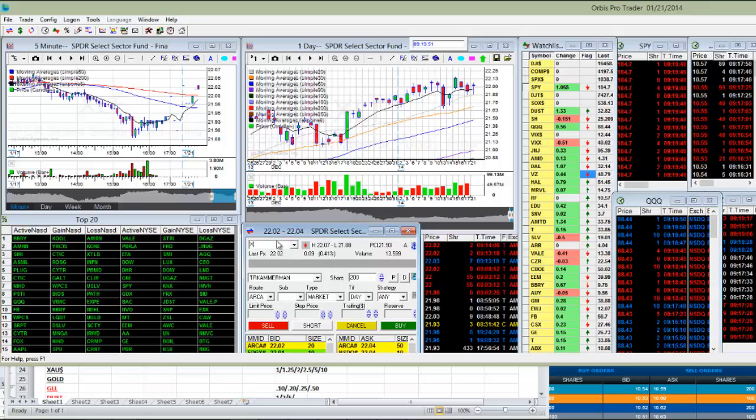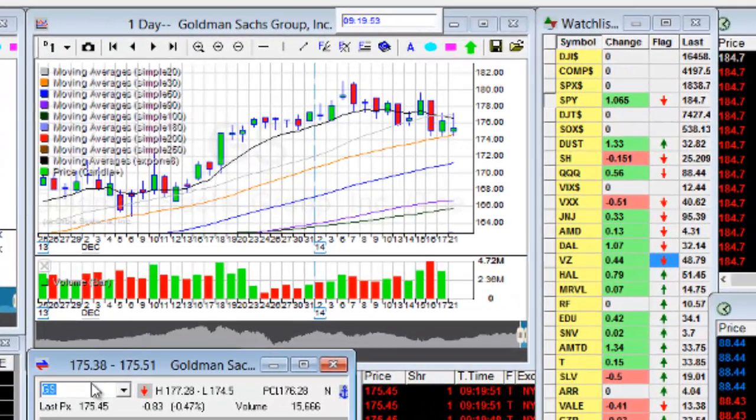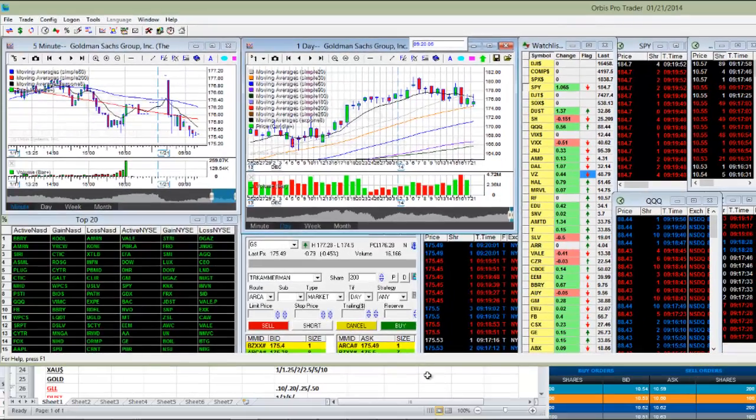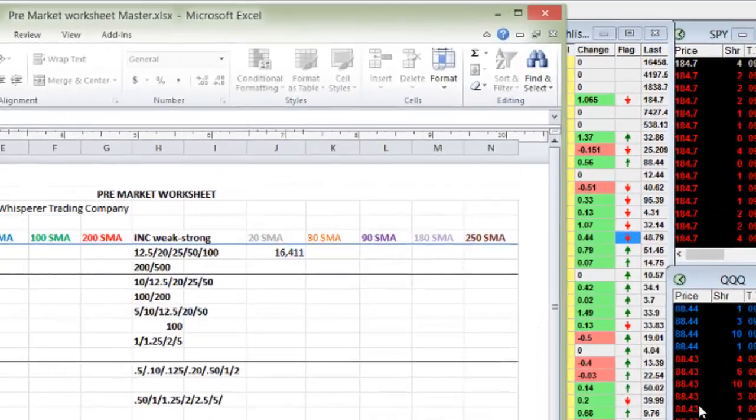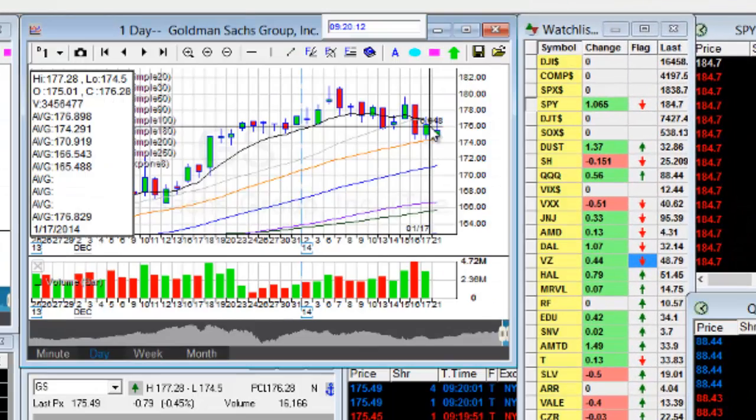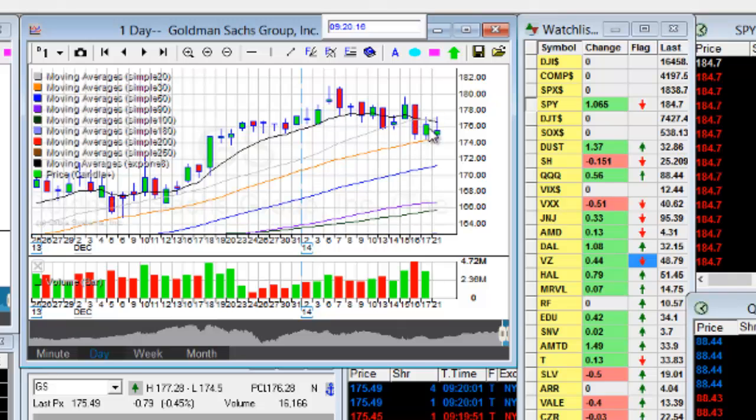Goldman Sachs, I have here because he is the big guy. And he'll lead the financial sector. So even if you don't trade it, it's good to know the levels on it. Right now, Goldman's not doing too well. Earnings did not come in as expected. 174 is support. Resistance. Goldman Sachs trades really well on these $2 increments. It has a lot of increments, but the $2 are big.